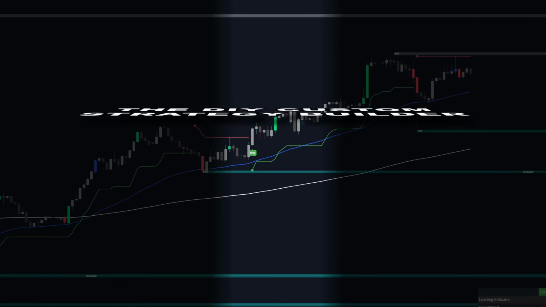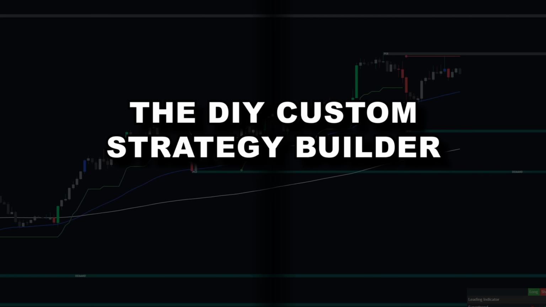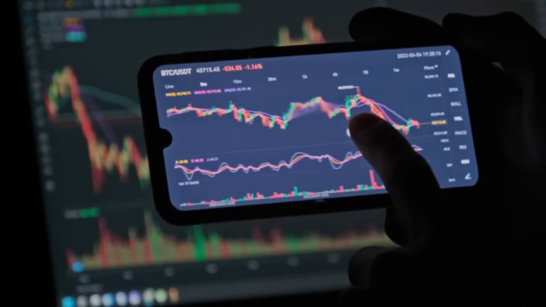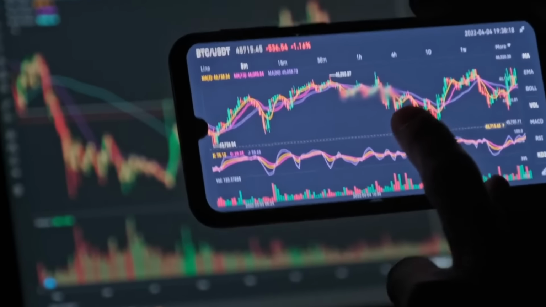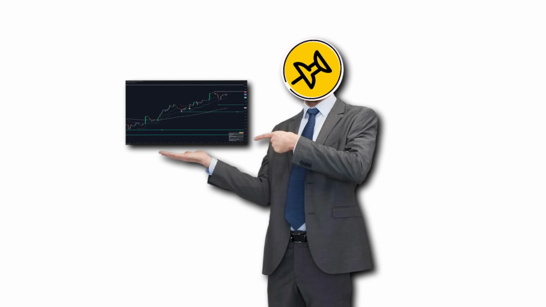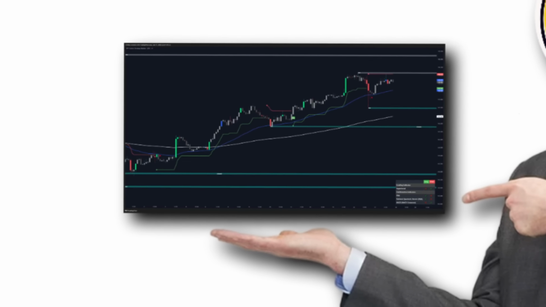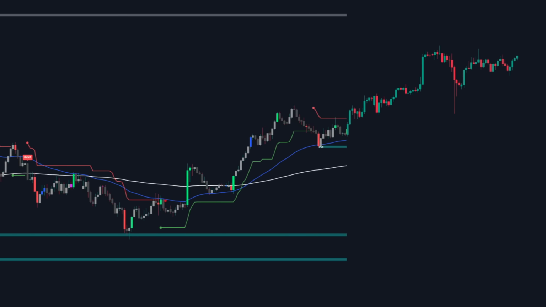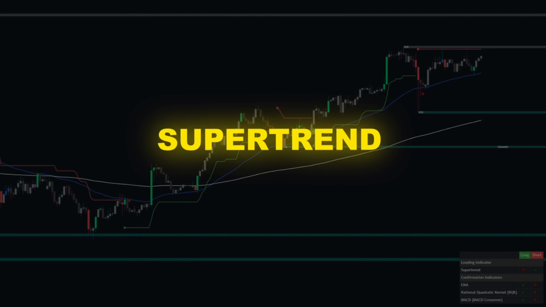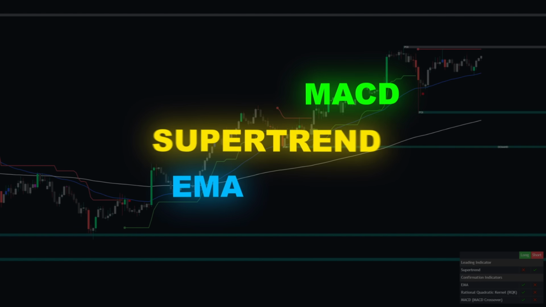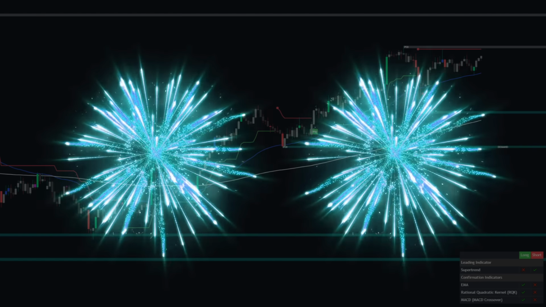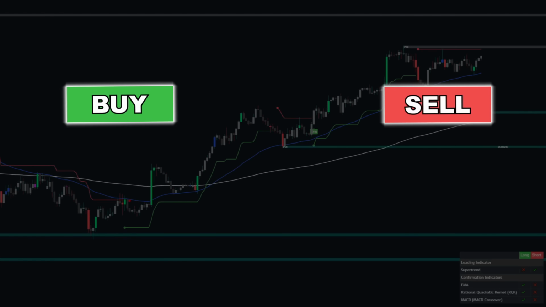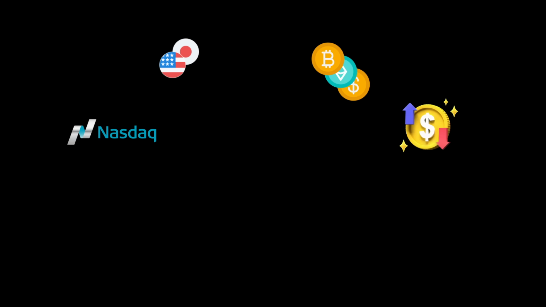This incredible tool is called the DIY Custom Strategy Builder by ZPIA app, and it's about to completely revolutionize how you approach the markets. This isn't just another fancy indicator, it's your personal trading powerhouse that bundles together multiple confirmation signals like our super trend, EMA, and MACD example, then automatically delivers crystal clear buy and sell signals when all conditions perfectly align. The best part? This mind-blowing system works across every market you can imagine. Stocks, forex, crypto, futures, you name it.